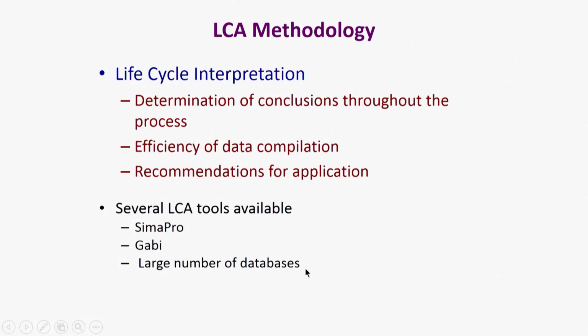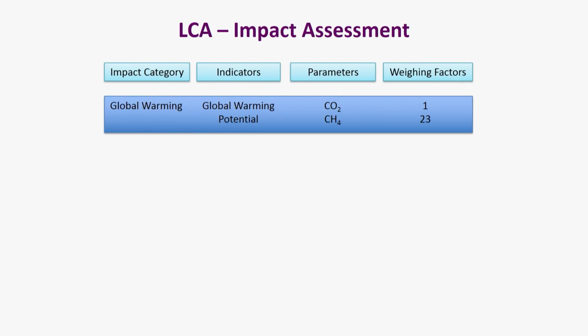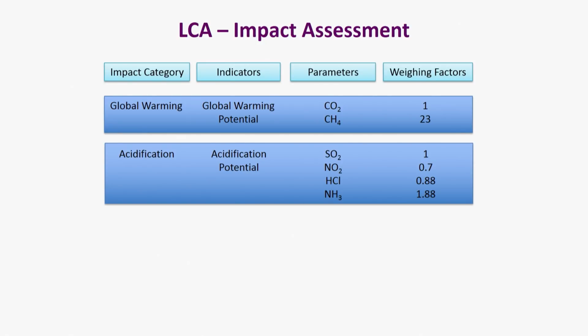processes. So, let me illustrate the categories by which impact assessment is done. One of the impact categories we can look at is global warming, and the indicator for global warming is the global warming potential. The parameters we are looking at are things like CO2 and CH4, or methane, concentration, and weighing factors. What we mean by weighing factors is that the effect of methane is 24 times the effect of carbon dioxide. So, this is what is meant by a weighing factor. These numbers are all notional and not accurate. I am just giving you an example of what an impact assessment could mean.